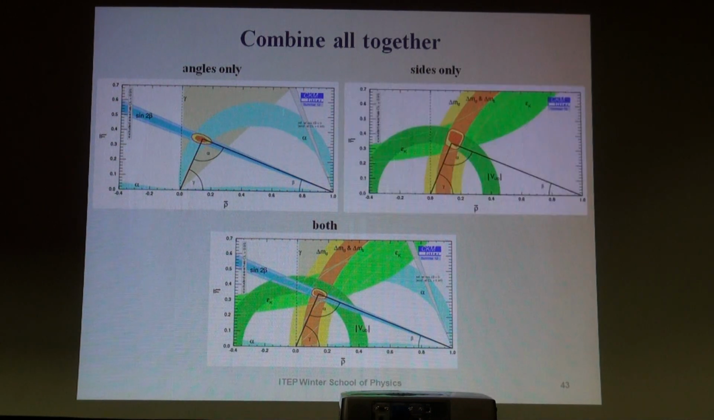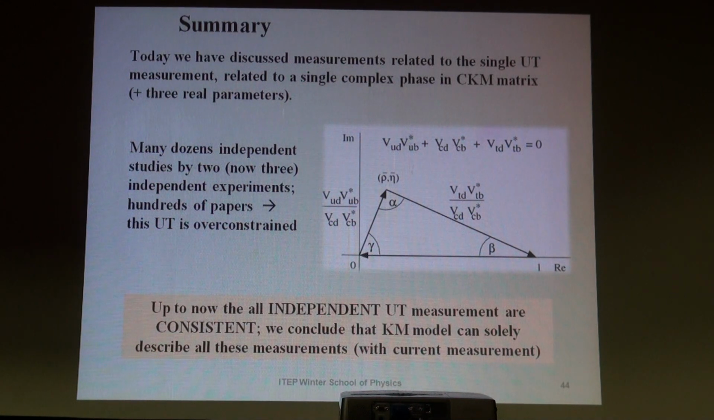Okay, so the summary of this lecture is that we made a really big job. We measured the unitarity angles, which are the most important ones in the CKM sector, quite precisely. The angle beta is measured with 1 degree accuracy. Gamma, which is the most difficult, is already measured with about 10 degrees accuracy. We also measured the sides, and everything is consistent. So we can see that the Kobayashi-Maskawa model solely, without any other extra sources, can describe everything that we measure in these methods. Okay.